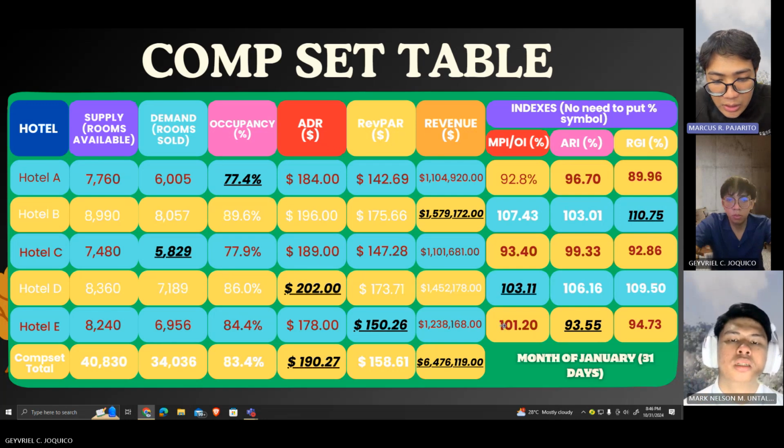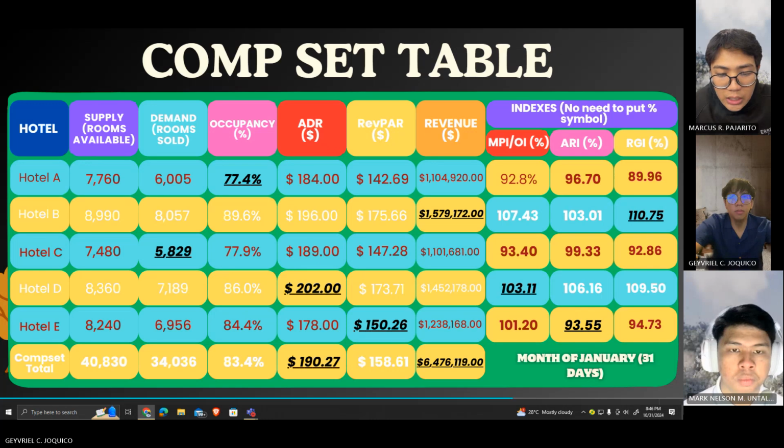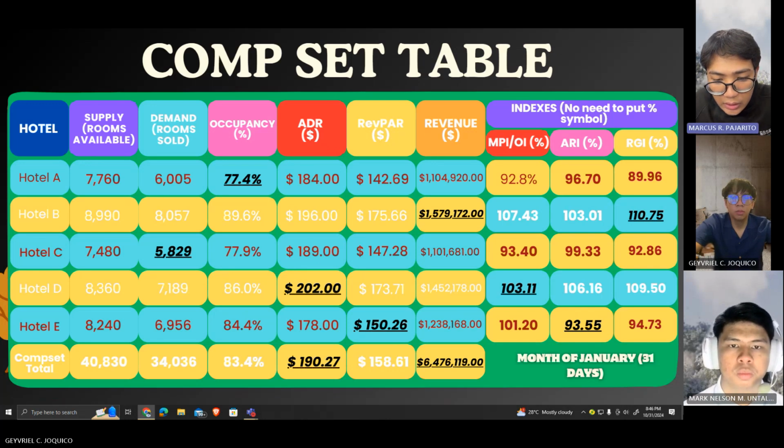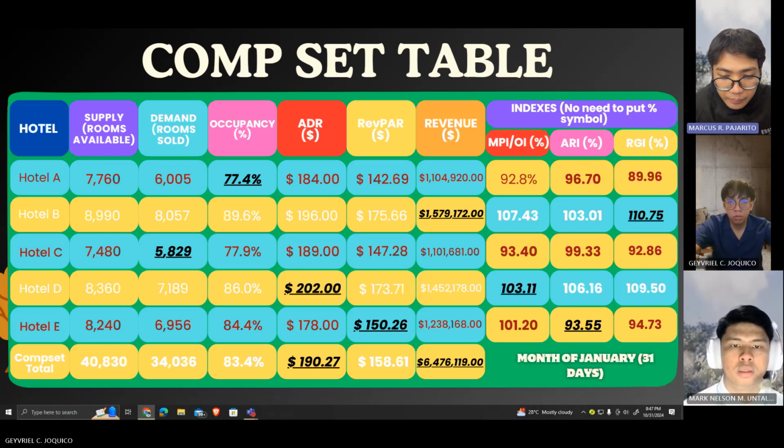In this case, Hotel D has an ARI of 106.16%. As for number 12, the Hotel E ARI, the ADR for Hotel E is 178.00, while the ADR total is 190.27, then multiplied by 100. In this case, Hotel E has an ARI of 93.55%.